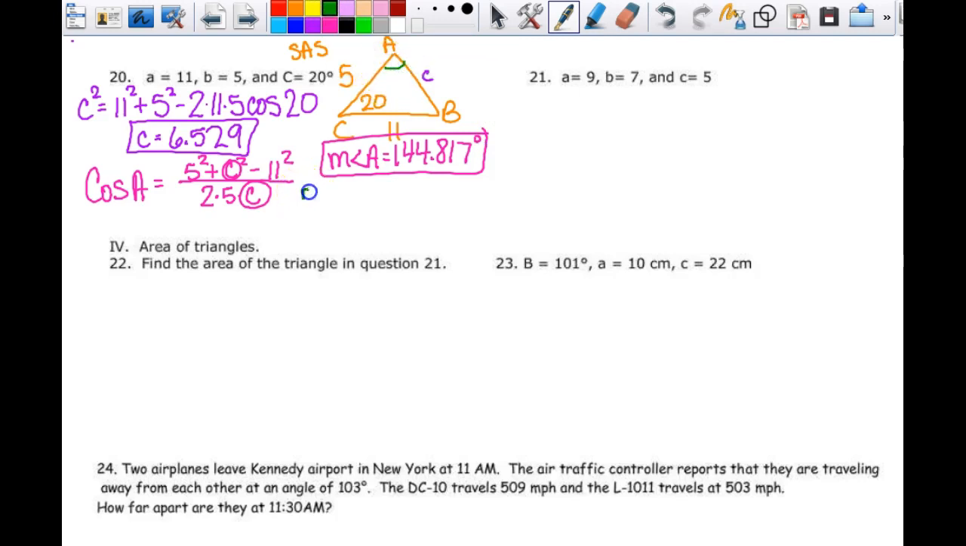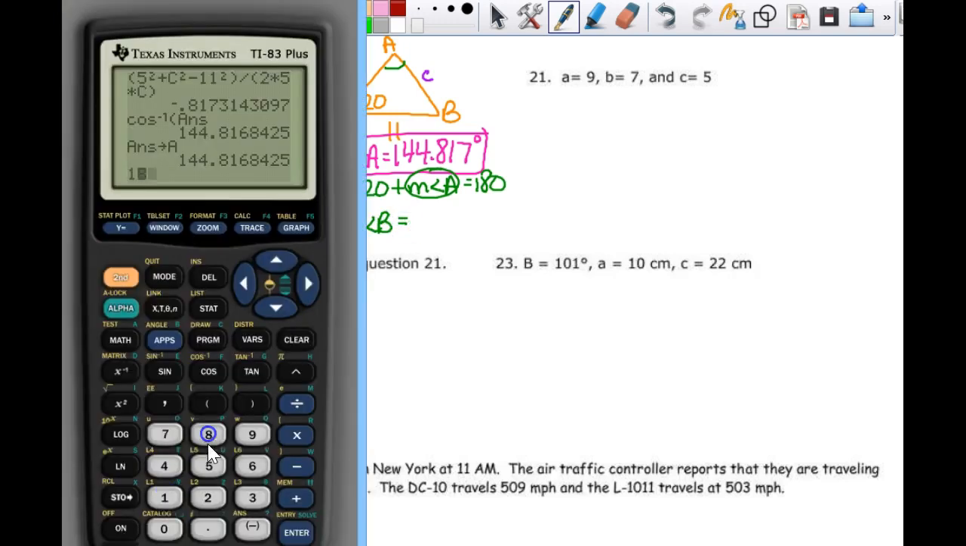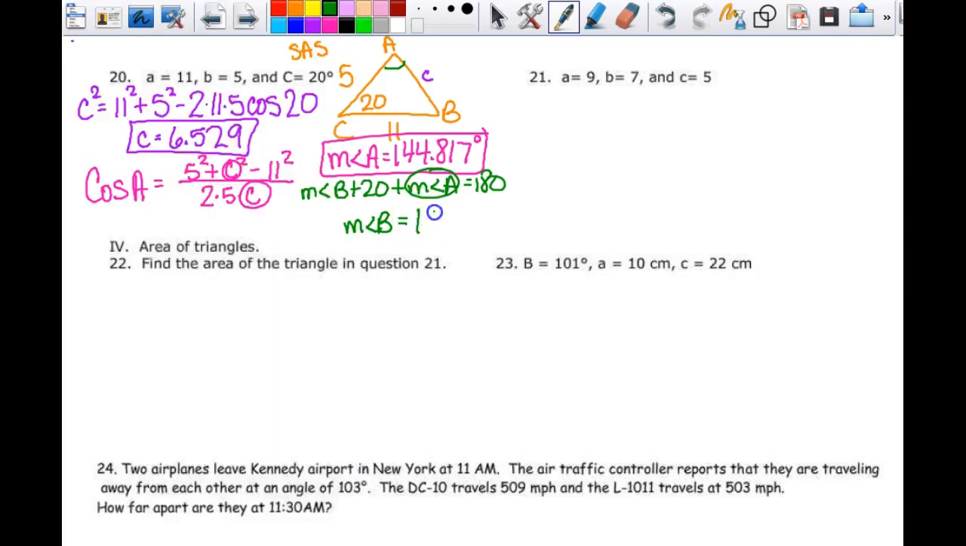So now I have A, I just found that, so I need B. I know that the measure of angle B plus 20 plus the measure of angle A from my calculator is equal to 180. So the measure of angle B is 180 minus the 20 minus angle A, and that gives me 15.183 degrees. So angle B is 15.183 degrees.